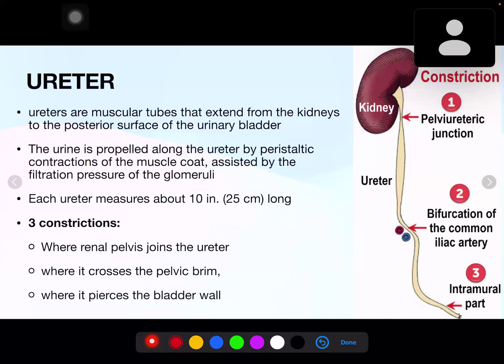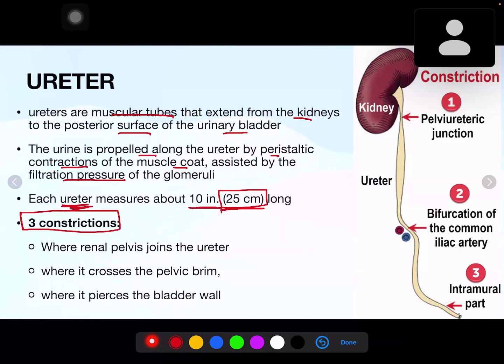So what are the ureters? These are the muscular tubes extending from the kidneys to the posterior surface of the urinary bladder, and the urine is propelled along the ureter by peristaltic contractions of the muscle coat, assisted by the filtration pressure of the glomeruli. Now, what is the length of the ureter? Approximately 10 inches, which would be 25 centimeters long. Okay. Now, there are 3 constrictions over the ureter.